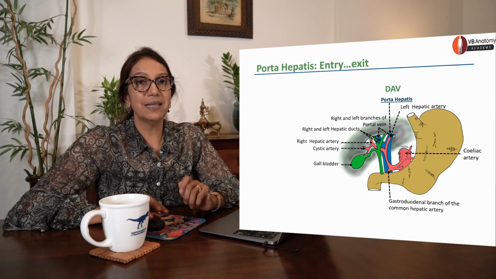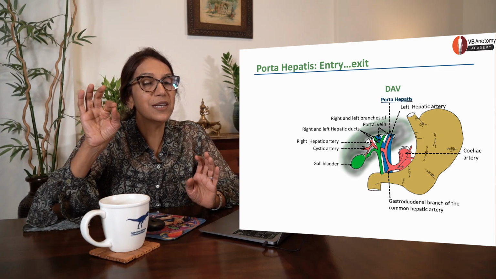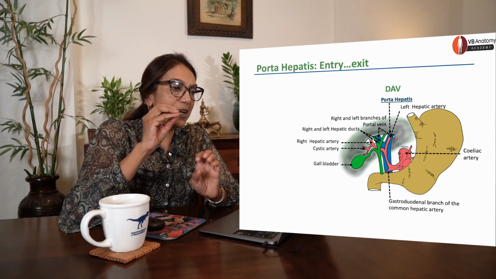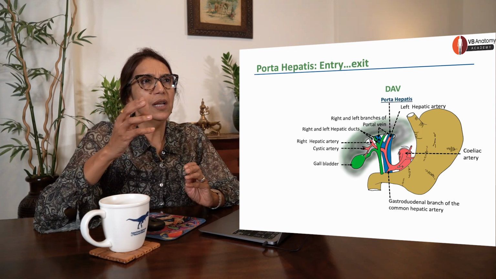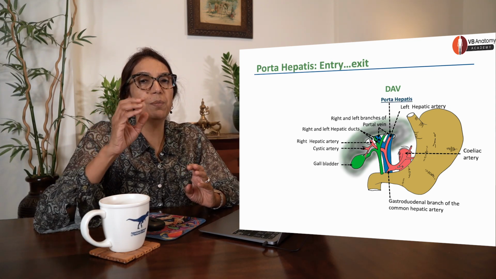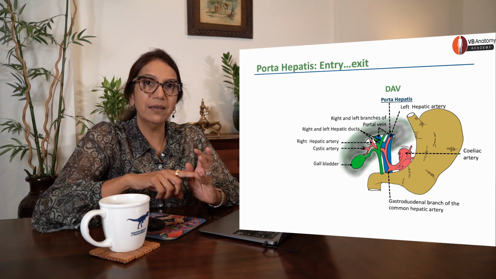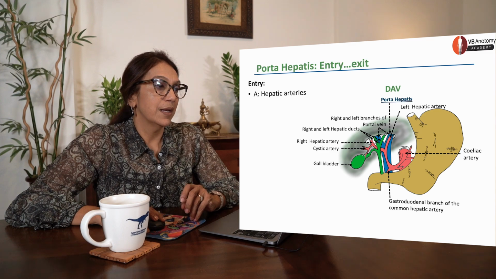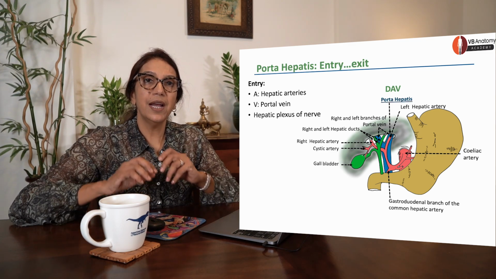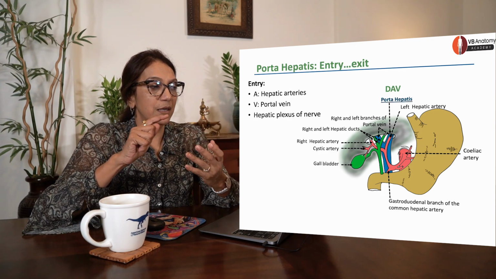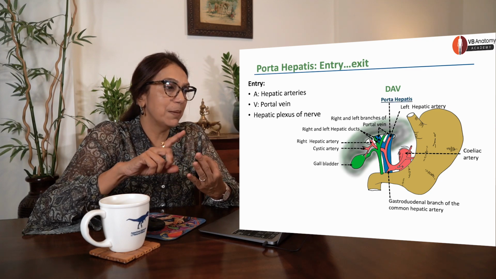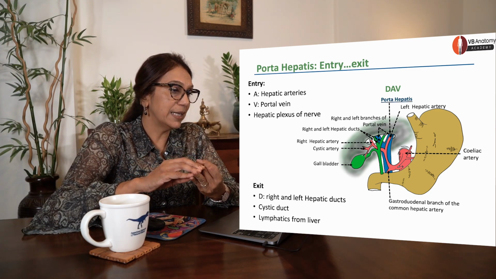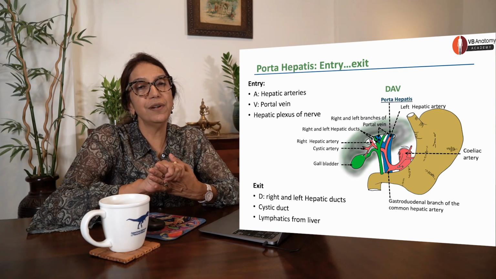Through the porta hepatis, remember DAV. All of you know there is a school in India called DAV. So the mnemonic of structures entering or leaving the liver is, minimum, at least should be DAV. So duct, artery, vein. Which duct? Which artery, which vein? Entering into the liver are the hepatic artery, portal vein, and hepatic plexus of nerves. Leaving the liver are the hepatic duct, cystic duct, lymphatics of liver.